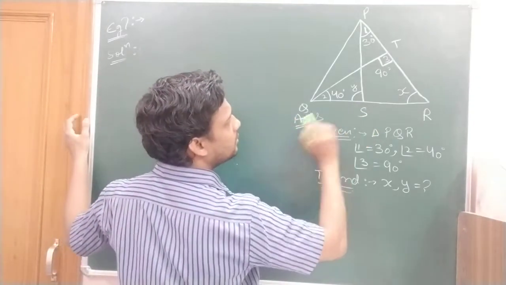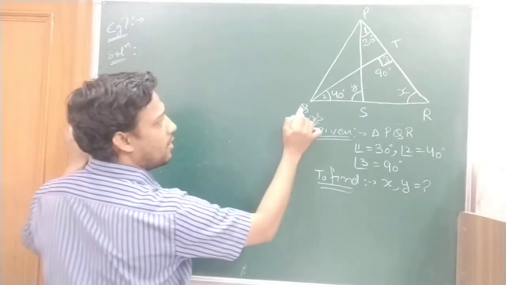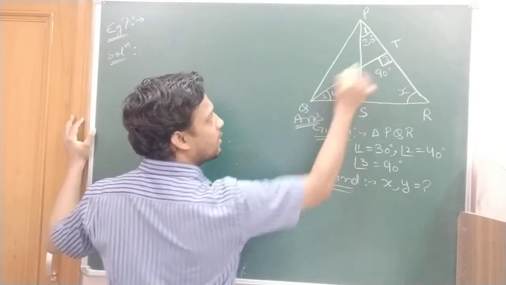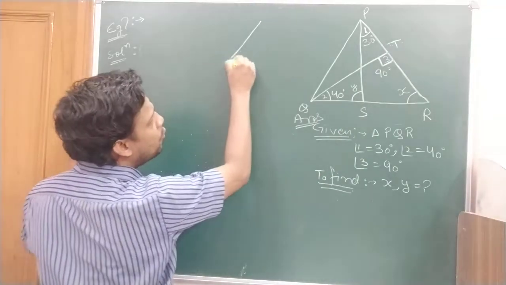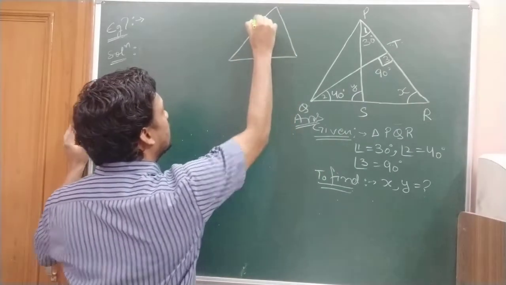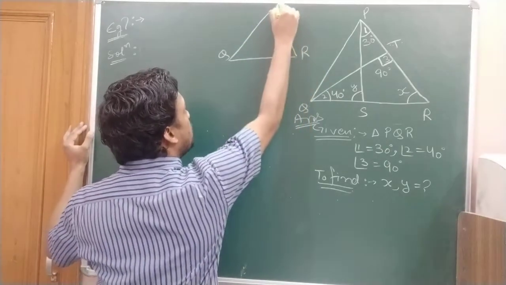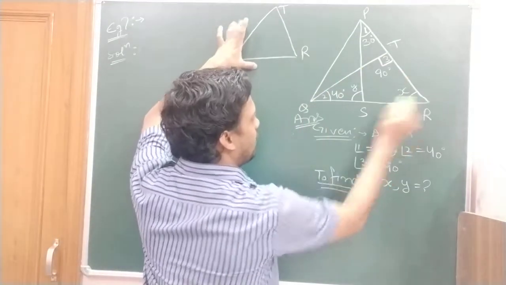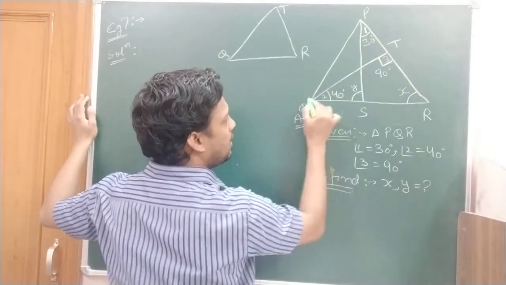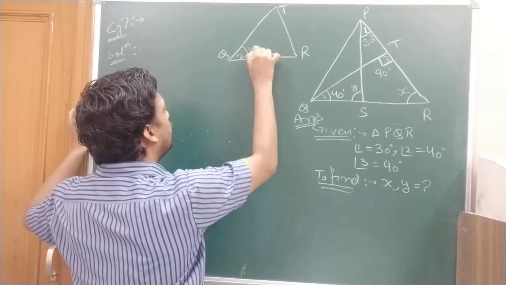First of all, you can easily see the QTR triangle. I am making here the QTR triangle only. That's Q, that's point T, that's R. A small part of the diagram, only QTR. What is angle QTS? That's 40, means angle 2 here is 40 degree.